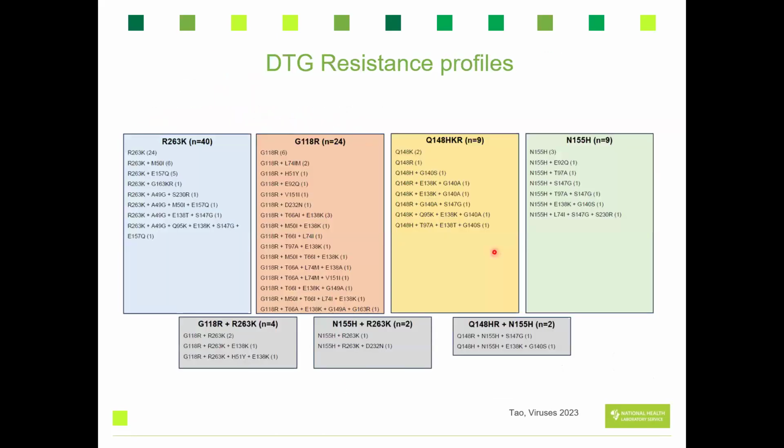Okay. In the same paper, they also looked at the different resistance profiles. I'm not going through all the different mutations, but I just want to note that there are different pathways to develop resistance to the DTG. Initially, it was thought that the 263K mutation was the mutation. It does appear that's this blue block, but there are also other mutations. And these mutations, especially the 148 and the 155, were mutations that had been identified in first generation integrase inhibitors in the past.